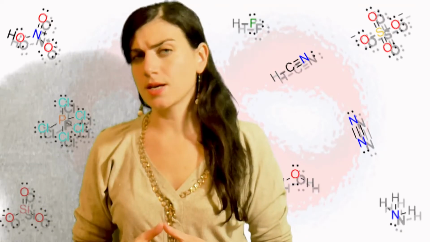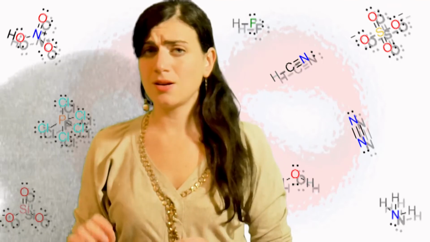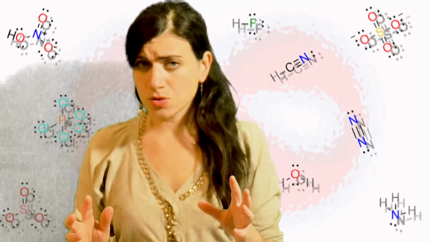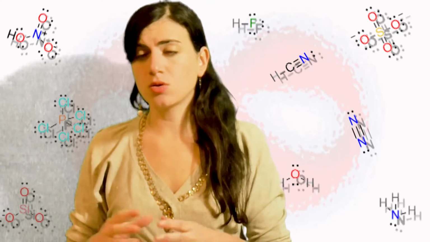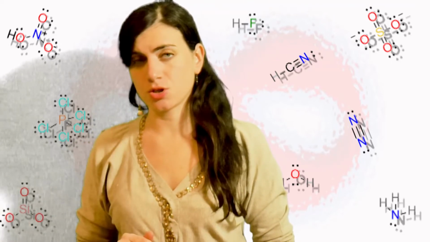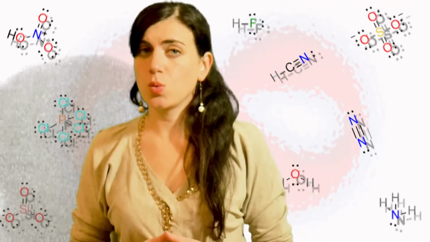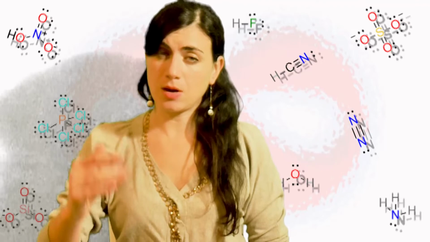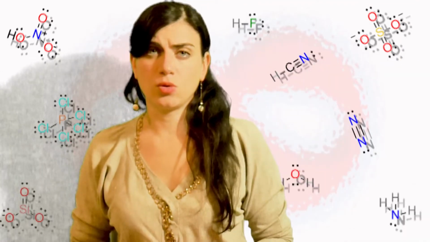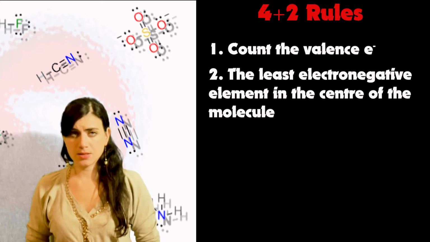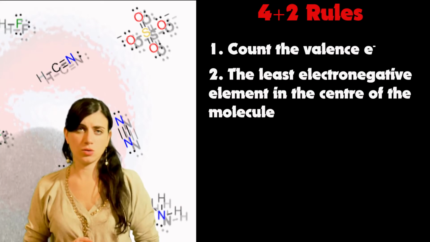Before going to the second rule, I would like to underline that the valence electrons are the electrons we have to use in order to build our structure. So keep these electrons on one side, because we will have to use them for building our molecule. Second rule: place the least electronegative elements in the center of your molecule.